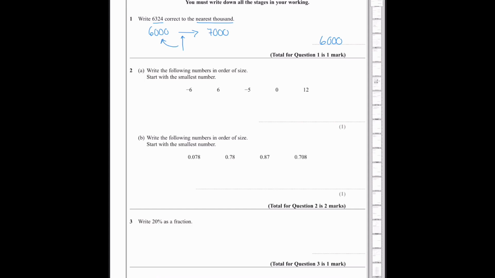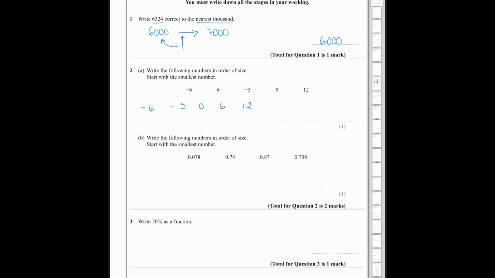Question 2 says to write the following numbers in order of size, starting with the smallest. The smallest number on there is always the biggest negative number, because it's like saying it's the coldest temperature. So our coldest number is -6, then we have -5, then we have 0, then 6, then 12. Okay.